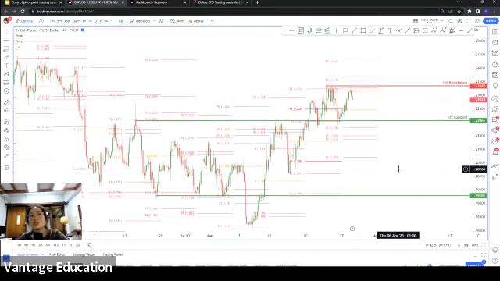Okay, so that's what you want to look out for when you're identifying significant support and resistance levels, because when you have a confluence area, there's a higher probability that price might reverse off of it.